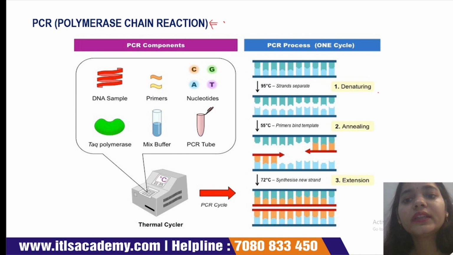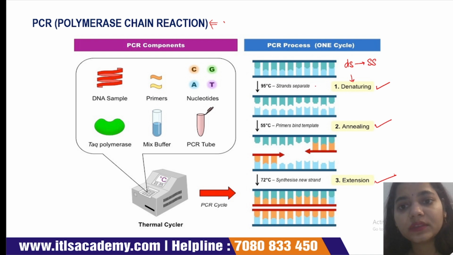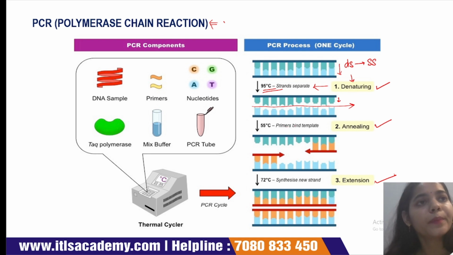In PCR, there are three main steps. The first step is denaturation, the second is annealing, and the third is extension. In the denaturation step, our double stranded DNA converts into single stranded DNA. The required temperature to perform this step is 95 degrees centigrade. After denaturation, our DNA is single stranded, and the hydrogen bonds between the strands break.